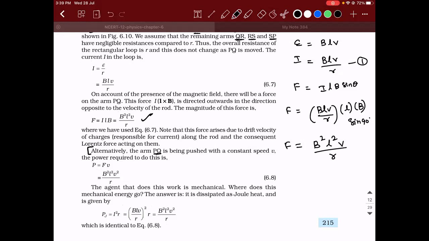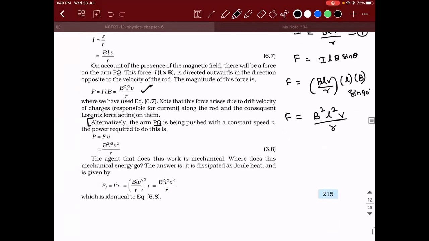Sometimes in questions, they will ask what is the force that we need to apply to ensure that the conductor is moving with a constant velocity? EMF is going to be BLV only when it moves with a constant velocity. If it changes at every instant, then the value of V will also keep changing at every instant. Now, what is the force we need to apply to maintain a constant velocity? It is exactly the same value.